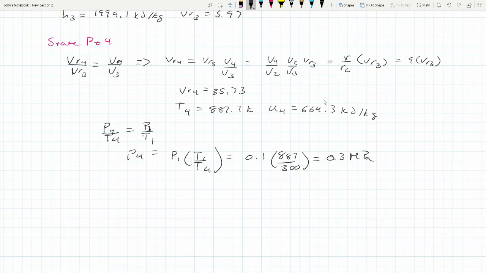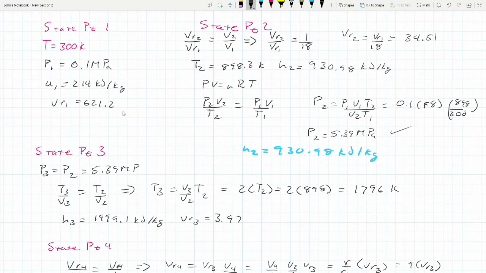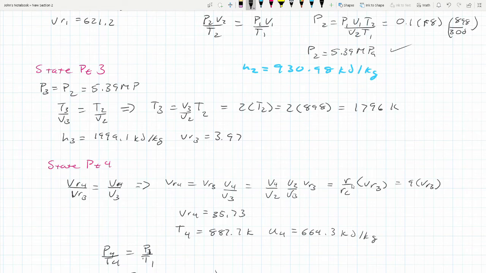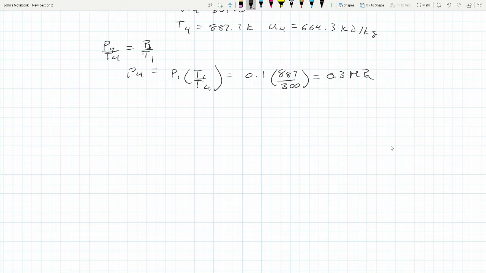There we go. So as you can see, by using the volume ratio equations and the ideal gas equation, we found the temperature and pressure for each individual state. And from that, by using the ideal air table, we are also able to find the enthalpies, internal energies, and reduced volume ratios for each individual point. And we can use that to solve our problems. All right, good work, team.